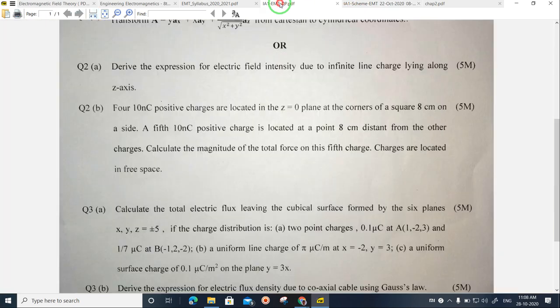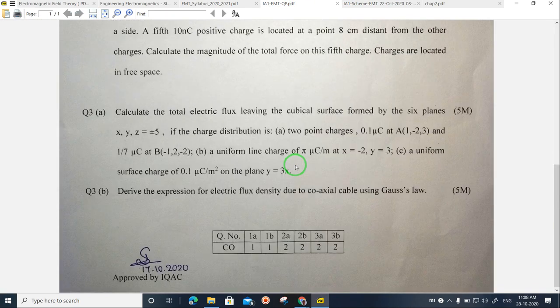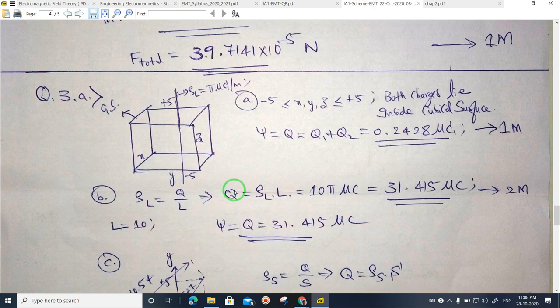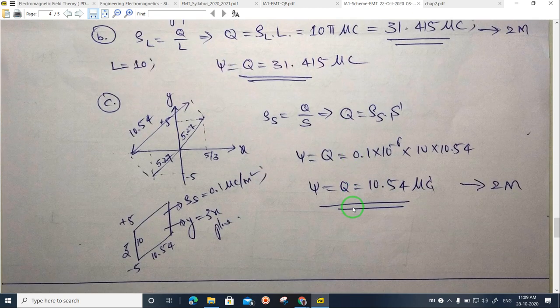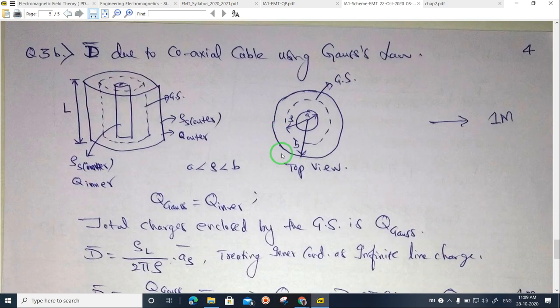Next, question number 3A. Calculate the total. This is already done. The same problem has already been asked, so this diagram is very much essential. You have to draw the diagram. So the first one is 0.2428 microcoulomb. Part A, 1 mark. Then part B, 2 marks. Part C, 2 marks. Right? This is already done. I have solved it.